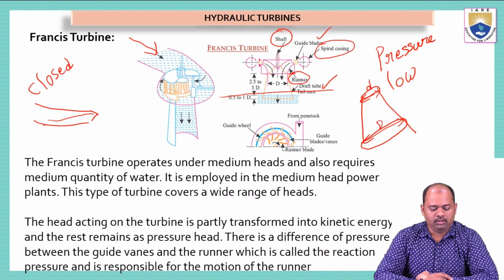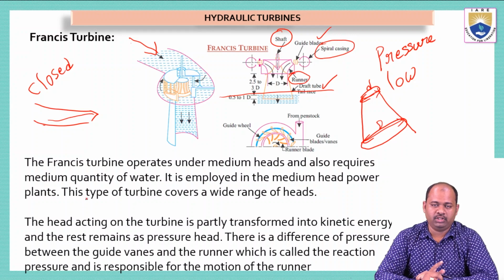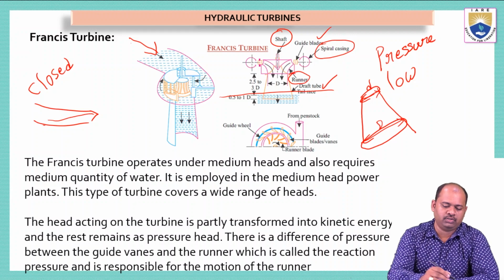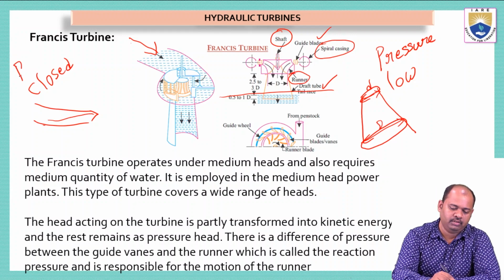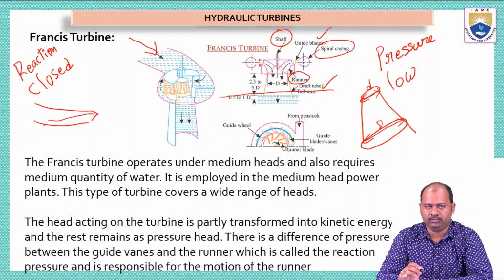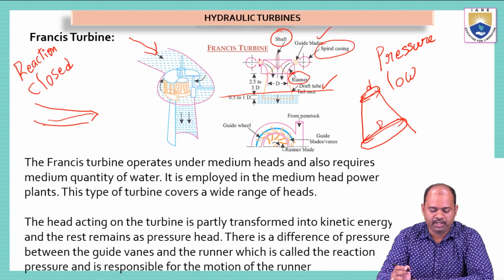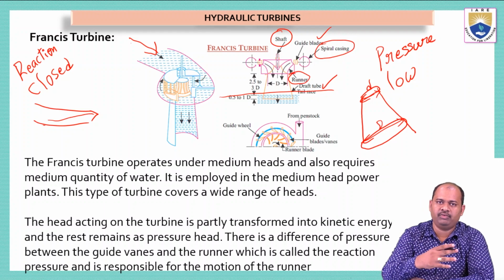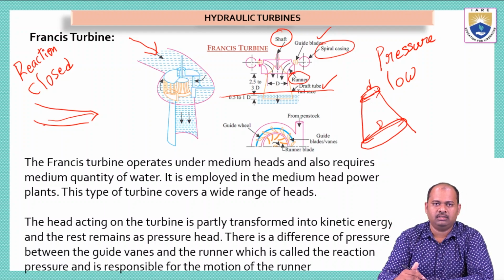Now, the Francis turbine operates under medium heads and also requires a medium quantity of water. So this is the first thing. We have to choose the Francis turbine, which is a kind of reaction turbine, where the head is medium. It is employed in medium head power plants. It is used where the head is medium when compared to the Pelton wheel turbines. The Pelton wheel turbines can be operated with a very high head of water, but this is a medium head type water turbine.